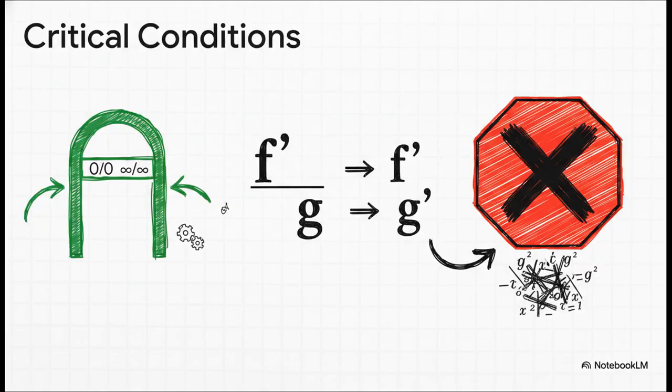Now, hold on. Before you start using this for every limit you see, there are some really important rules. You can't just go wild with it. First, it has to be a 0 over 0 or infinity over infinity form, no exceptions. Second, obviously the functions have to be differentiable. But here's the big one, the one everyone messes up at first. You take the derivative of the top and the derivative of the bottom separately. This is not, and I'll say it again, this is not the quotient rule. Please, please, please burn that into your brain.